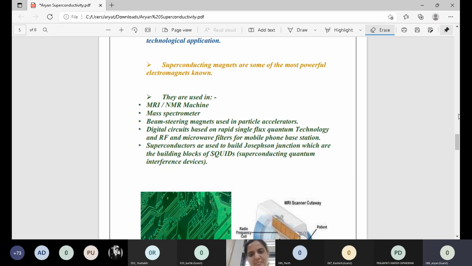Friends, superconducting magnets are powerful electromagnets. We all know, friends, we have heard about the maglev train. Even we are going to take it in India also.